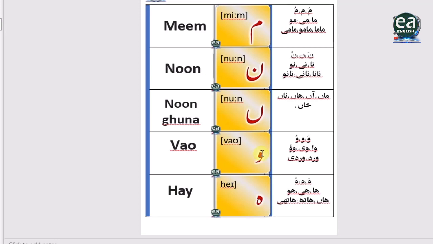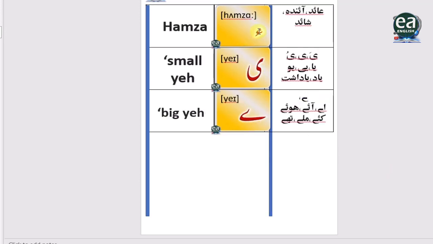Wow, wow, wow. Hey, ha, ha, ha. Okay, there is Hamza, which is just like Alif. And there is Ye Choti, Ye, and Ye Badi, that is also Ye. Both are sounding like Ye, Ye, Ye. Yeah. That's it, and that is it for today.